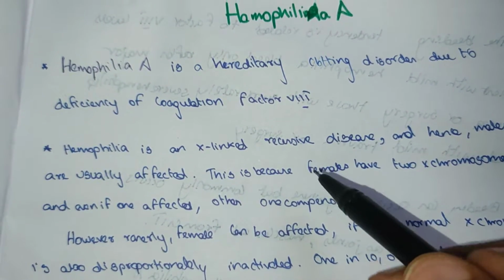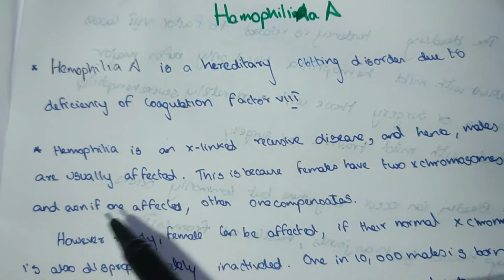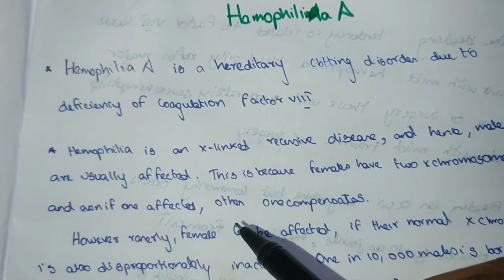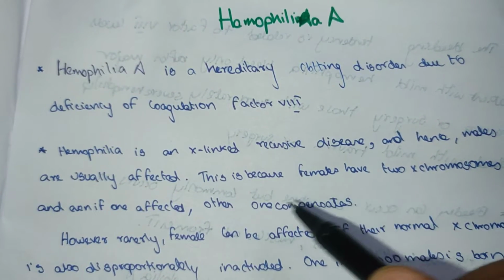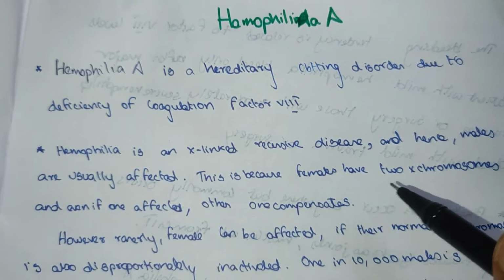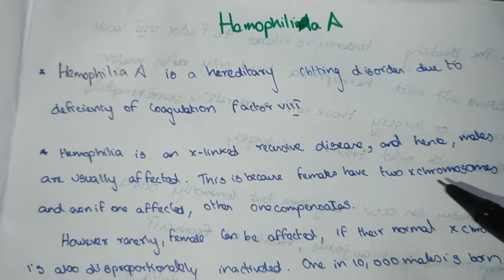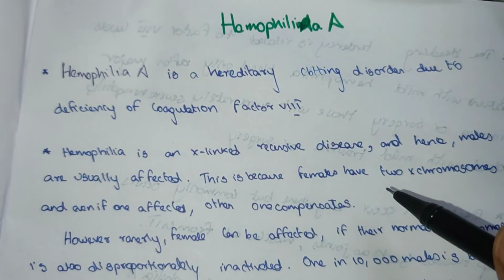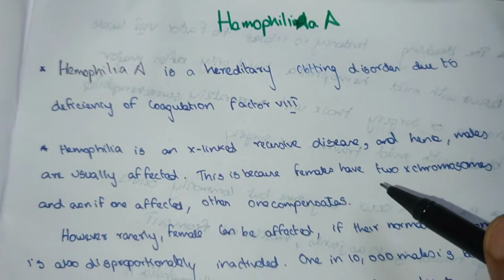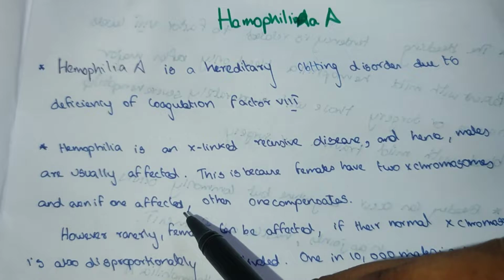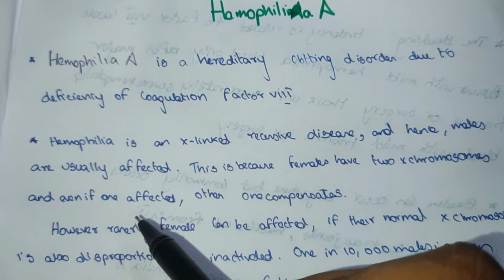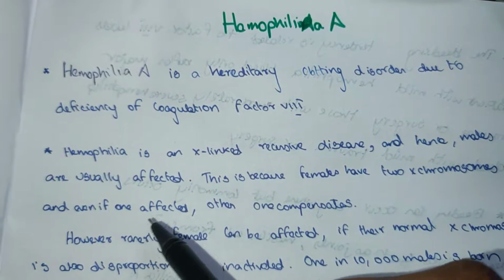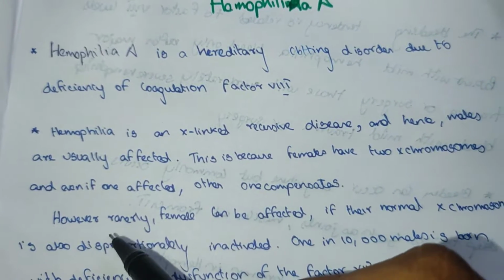Hemophilia is an X-linked recessive disease, hence the males are usually affected. Males have an X and a Y chromosome, so they are mostly affected. But females have two X chromosomes, so even if one is affected, the other one compensates.